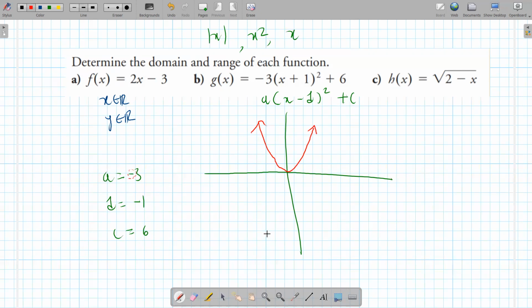Exactly. It's flipped upside down. So now it looks like this. Okay, now we've dealt with the negative sign. What does a 3 do? Is it vertical stretch, horizontal stretch, vertical compression, or horizontal compression? A vertical stretch of 3. Exactly. Vertical stretch by a factor of 3.